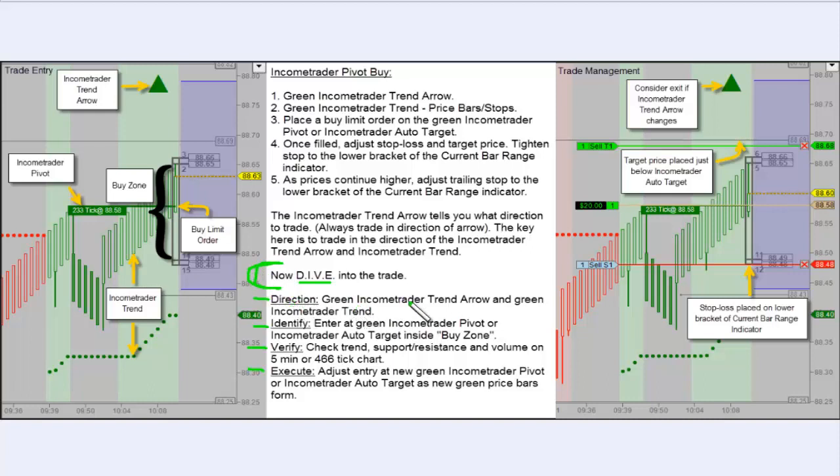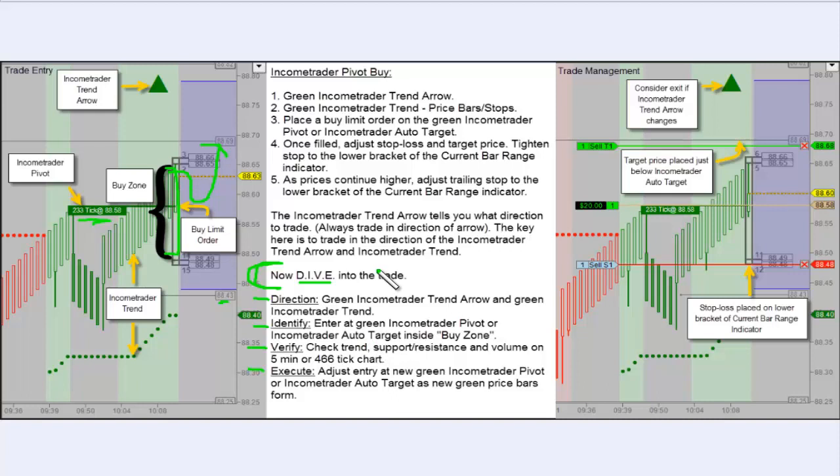Direction: the green Incometrader trend arrow and green Incometrader trend. The I is for identify: we're entering at a green Incometrader pivot, which you can see right here, or an auto target if we happen to have one somewhere inside this buy zone. Either one would be fine, as long as we're pulling back to it, hitting it as support, looking for a bounce higher. Next, we want to verify.